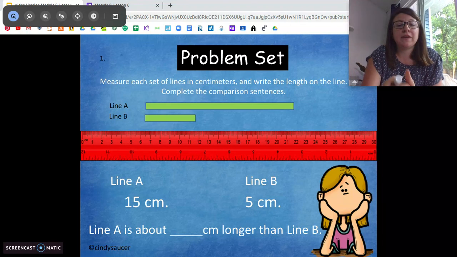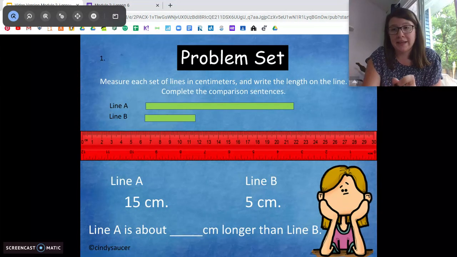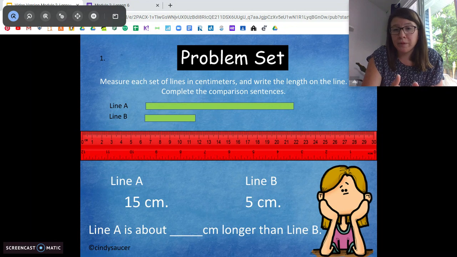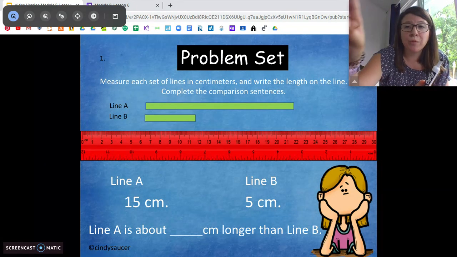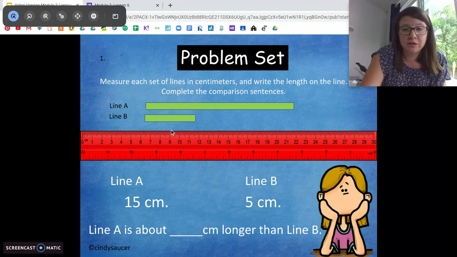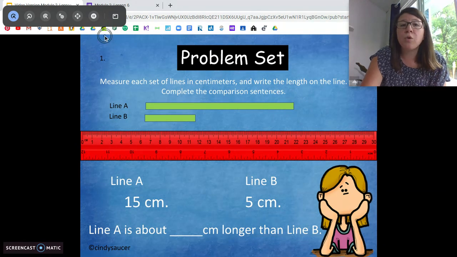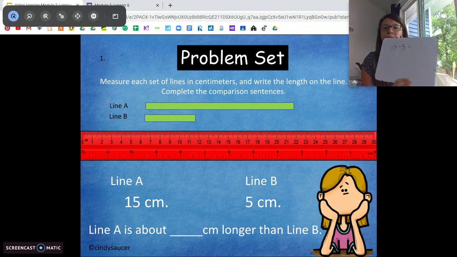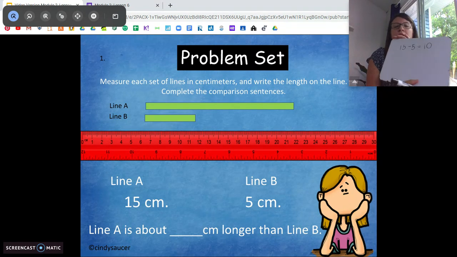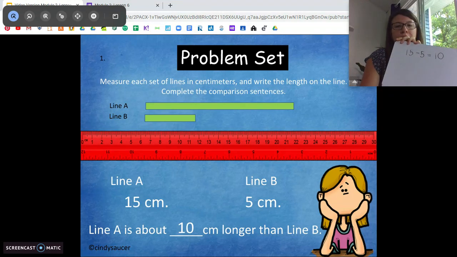So now our next step is figuring out how much longer line A is than line B. There are a couple different ways to do this. These two lines are lined up on our ruler. They have the same endpoint. So what we can do is count the space, count the centimeters in between the two lines right here. We can go like this, 1, 2, 3, 4, 5, 6, 7, 8, 9, 10. We can count the centimeters, or we can set up a subtraction problem. We can say 15 minus 5 equals what? And we still get 10. So line A is about 10 centimeters longer than line B.